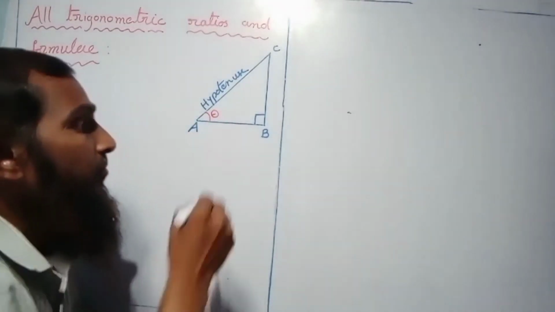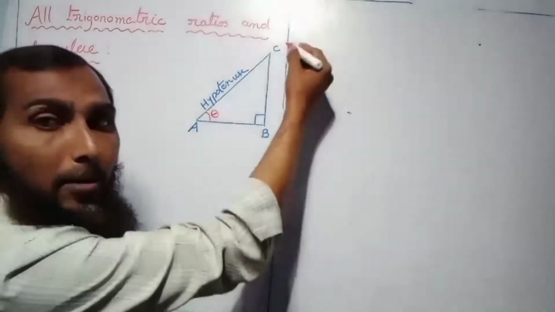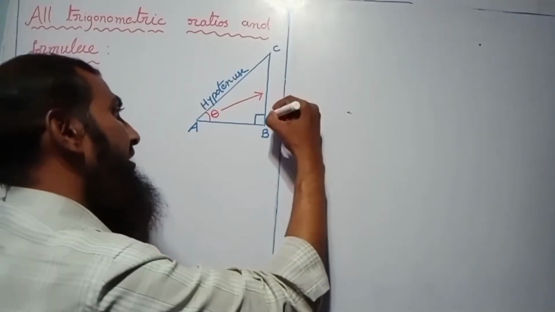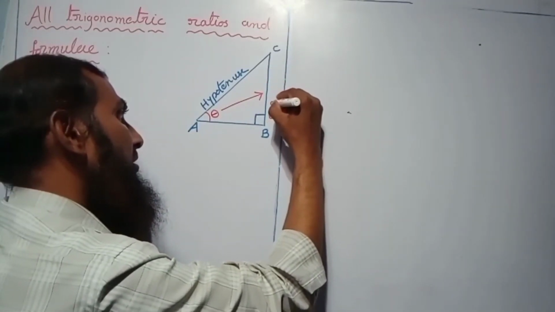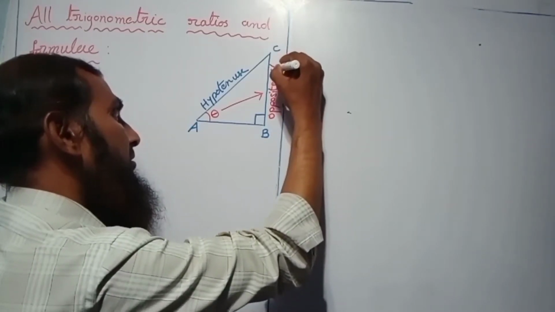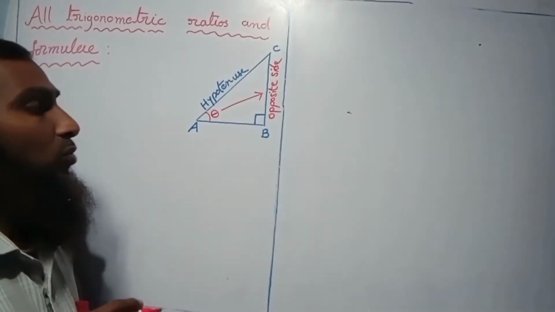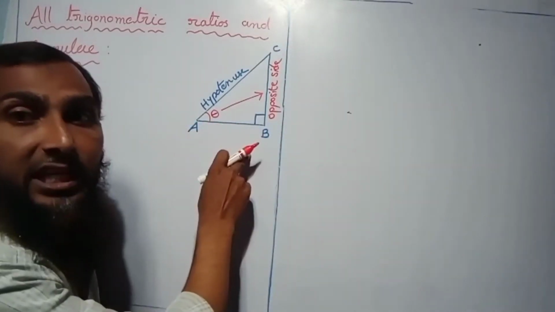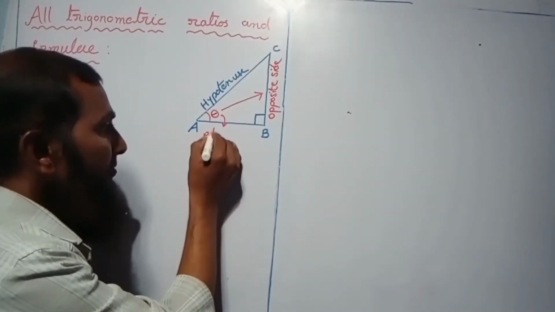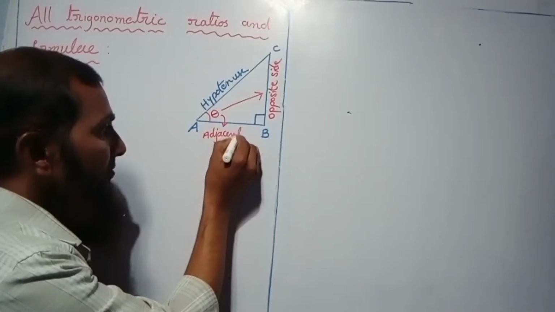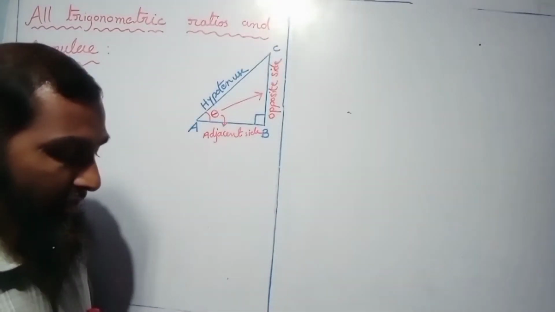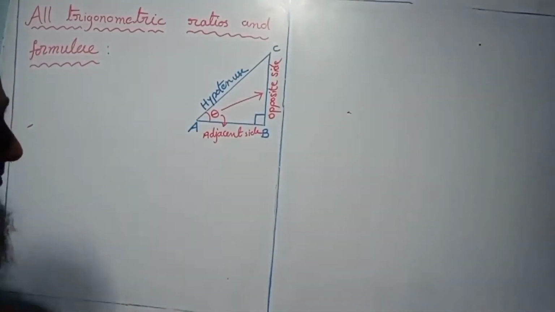Now with respect to theta, what is the position of BC? The position of BC is the opposite side. And what is the position of AB with respect to theta? It is the adjacent side. So let us come to the formulas.